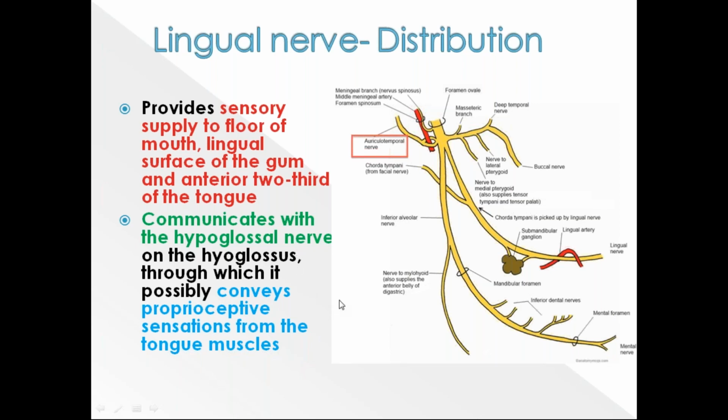So it mainly carries taste sensation from the anterior two-third of the tongue, except vallate papillae, through the chorda tympani nerve, and it provides general sensation to the floor of mouth, lingual surface of gum, and anterior two-third of tongue. And through communication with the hypoglossal nerve, it carries proprioceptive sensation from the tongue muscle. So other than this, through chorda tympani, it gives secretomotor fibers to the submandibular salivary gland and the sublingual salivary gland. Okay, so that's all about the lingual nerve.